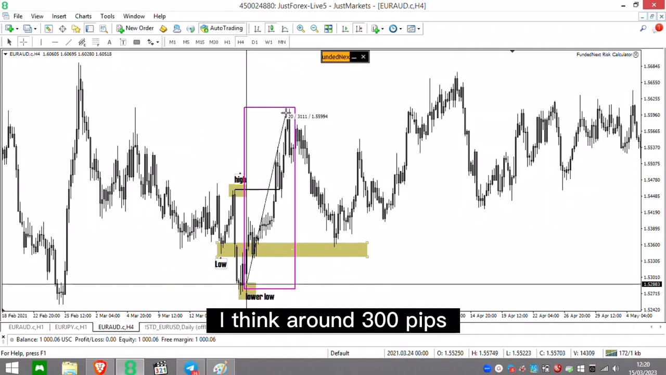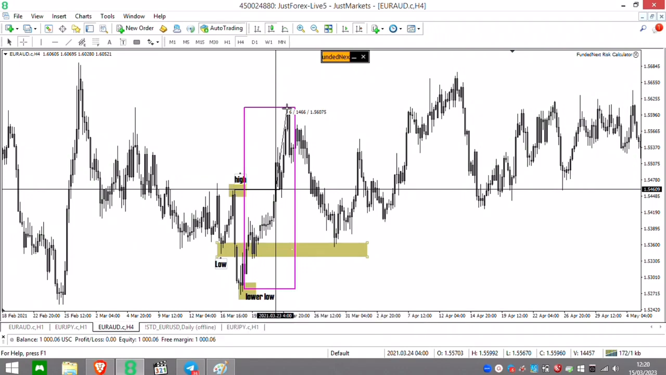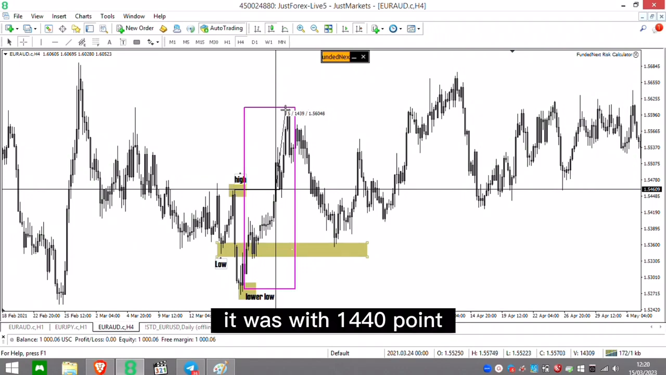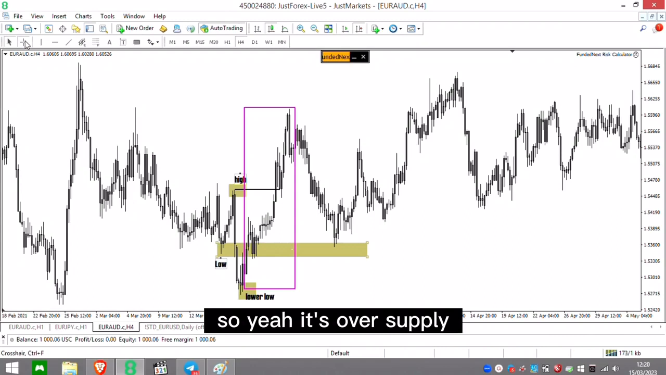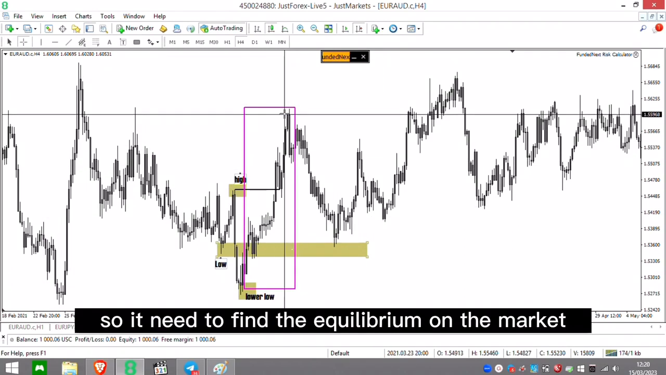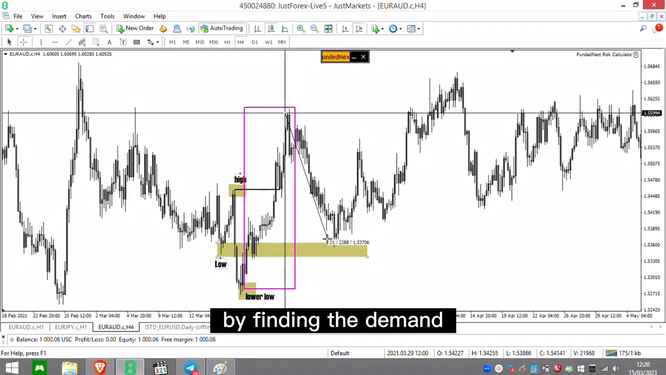I think around 300 pips, and it formed a 146 pip, equivalent with 1440 point total of breakout. So yeah, it's oversupply. So it needs to find the equilibrium on the market. So it will need to clear the supply by finding the demand.